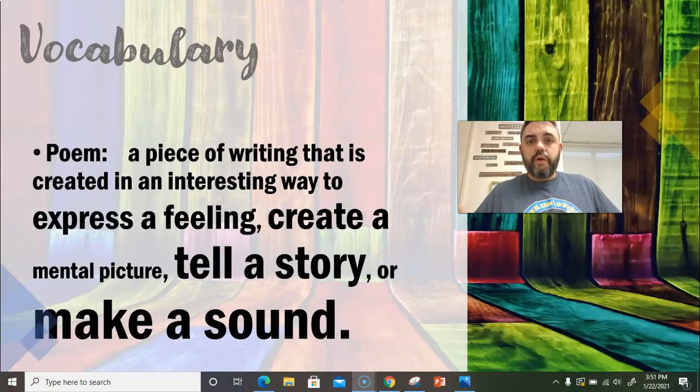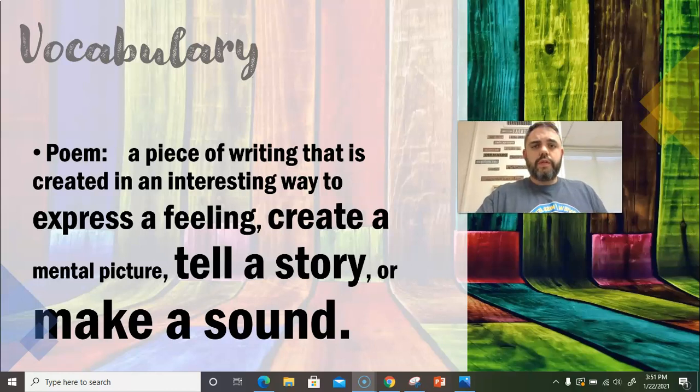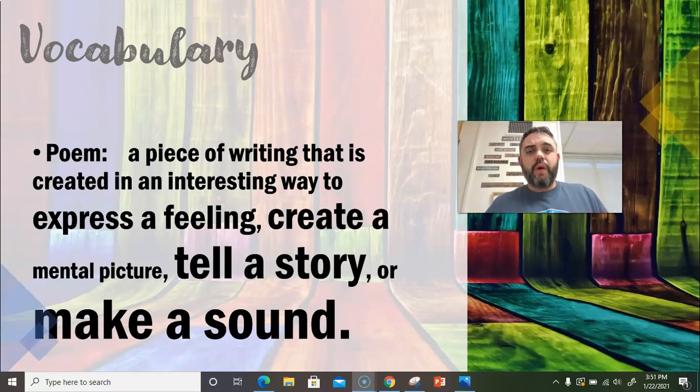One definition we're very interested in remembering this lesson is our definition of poem. Remember, a poem is a piece of writing that is created in an interesting way to express a feeling, create a mental picture, tell a story, or make a sound. It's very, very important that we really nail down this definition of what a poem is, so that we can really explore the different types of poems.